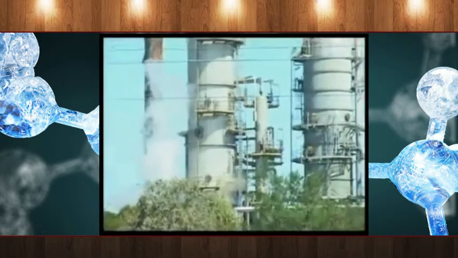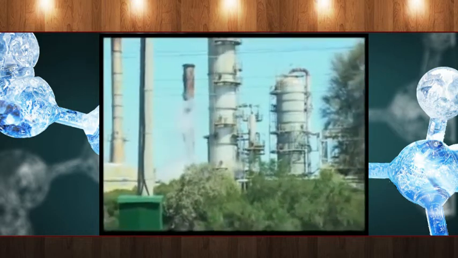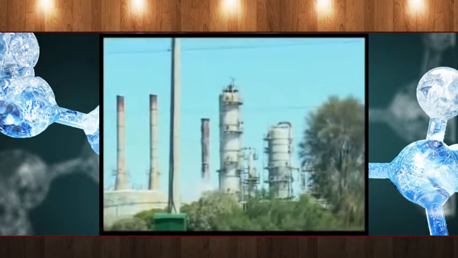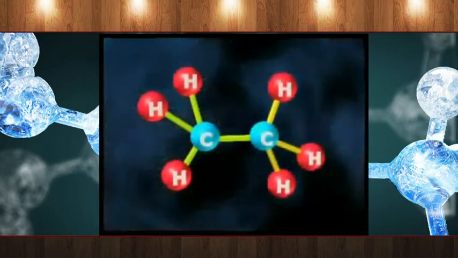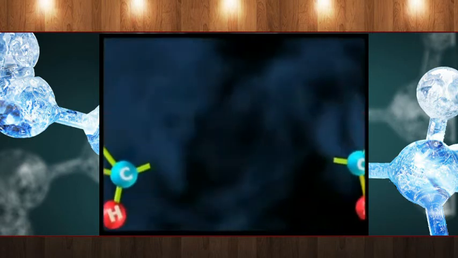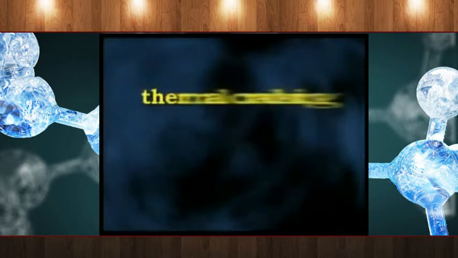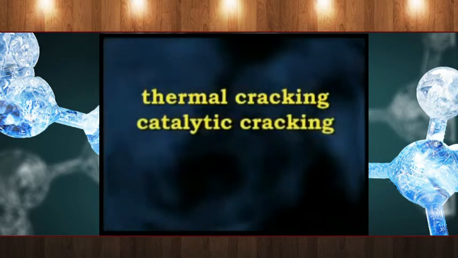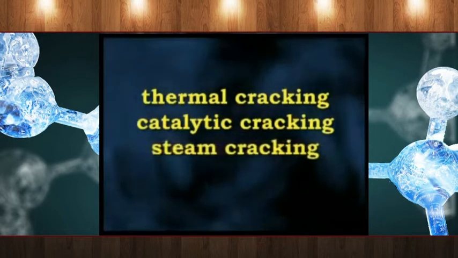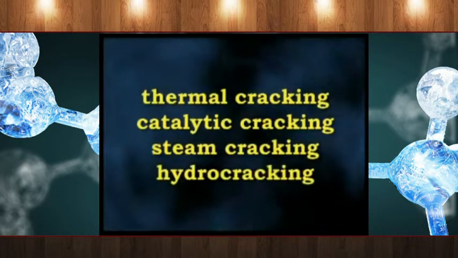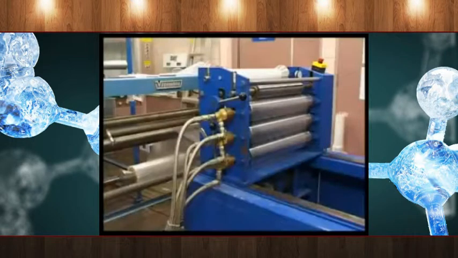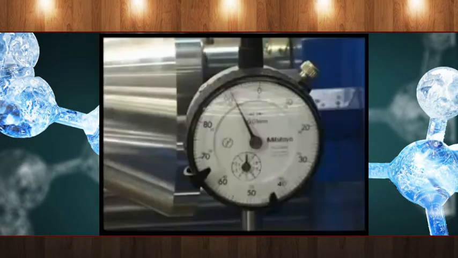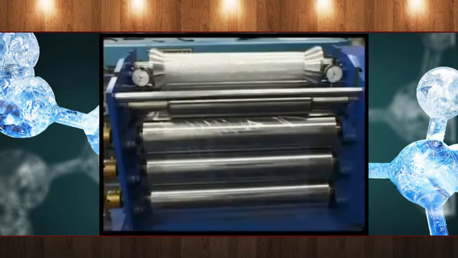There are many different industrial versions of cracking, but all rely on heating. When heated, the particles move much more quickly, and their rapid movement causes carbon-carbon bonds to break. The major forms of cracking are thermal cracking, catalytic or CAT cracking, steam cracking, and hydrocracking. Because they differ in reaction conditions, the products of each type of cracking will vary. Most produce a mixture of saturated and unsaturated hydrocarbons.